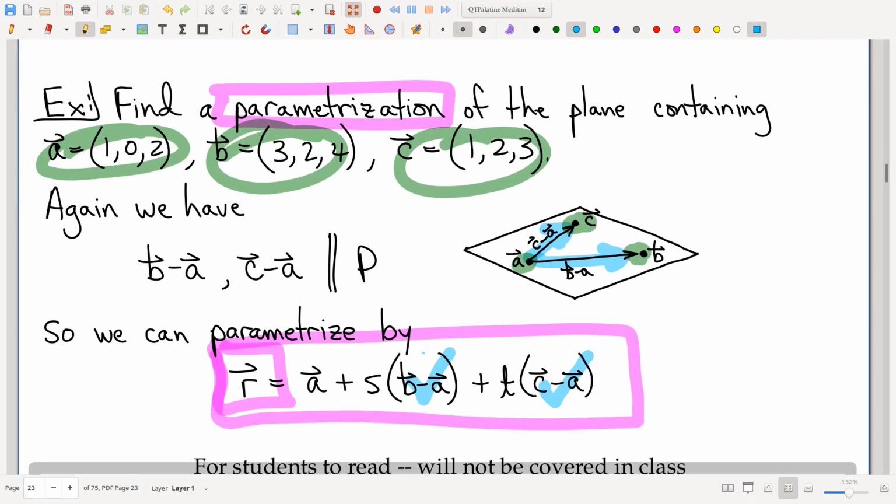Very plug and chug, kind of a rip-off of our last example, arguably easier than our last example, because I didn't even have to find the normal vector. I didn't even have to cross these things. Just pairwise subtract, and those are your two direction vectors. Plug it in. So, a nice easy example.